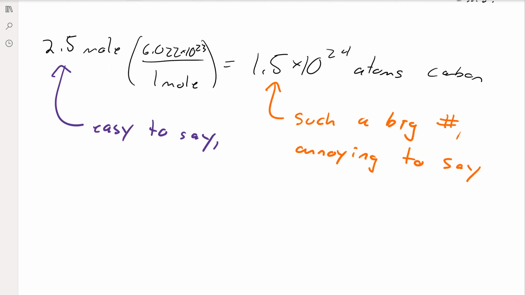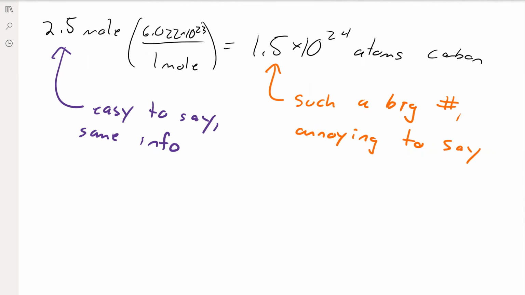And they both contain the same info, right? Saying 2.5 moles is the same as saying 1.5 times 10 to the 24th. One of them just rolls off the tongue much better than the other. One of them is simply easier to use than the other. So the mole is not some fancy thing. It just represents a number. Just like a dozen means 12, a mole means 6.022 times 10 to the 23rd. And the reason that we use mole instead of individual atoms is because it's easier.